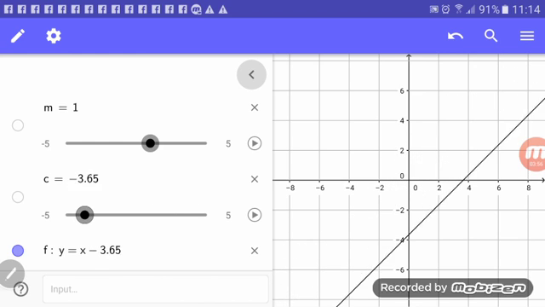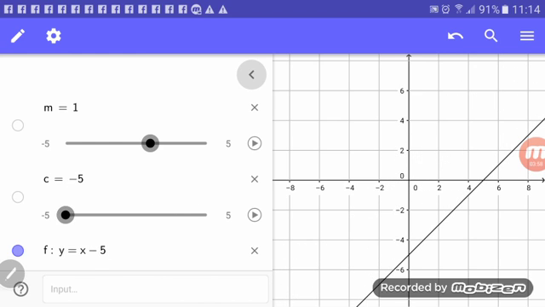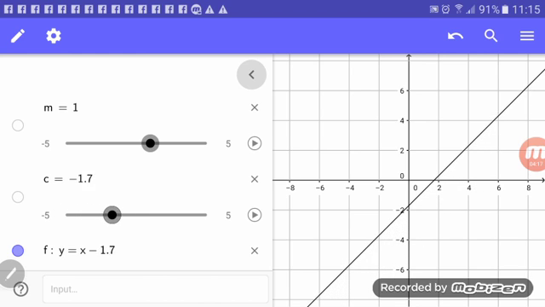Okay, so we could hit c is equal to negative 5. So below the 0, down here, negative 5 on the vertical axis. It intercepts at negative 5. So our equation is y equals x minus 5. Okay, let's take this back to 0.